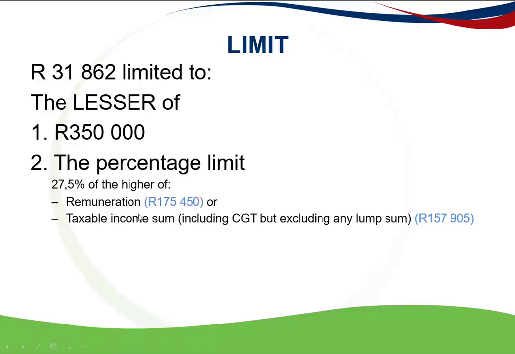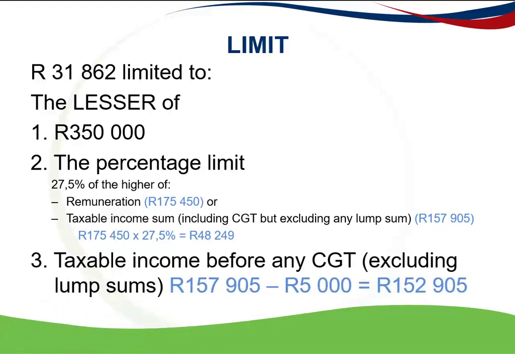Sorry, I see this word sum is there by mistake. And that in this question was 157,905 Rand. So we need to look at what's bigger of those two. Well, obviously remuneration is the 175, and we then calculate 27.5% of that amount, and we get to the second limit being 48,249 Rand. And then the third limit is the taxable income before any capital gains tax.